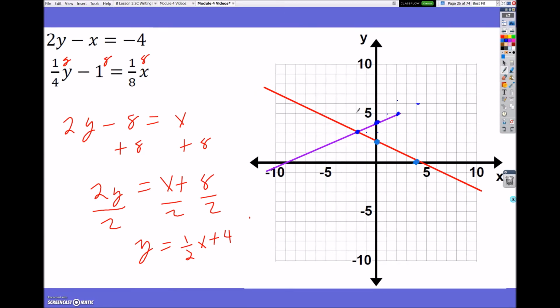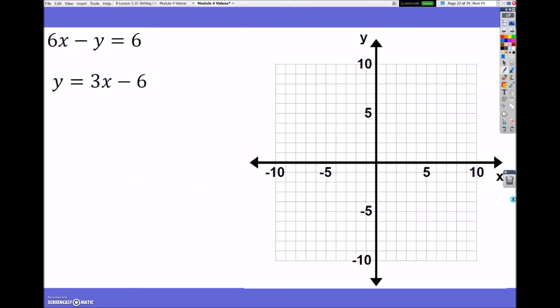So the solution to this system is where these 2 lines intersect, which is -2, +3. So the point is -2, +3. And that's the answer to this system. So let's go ahead and look at the next one.